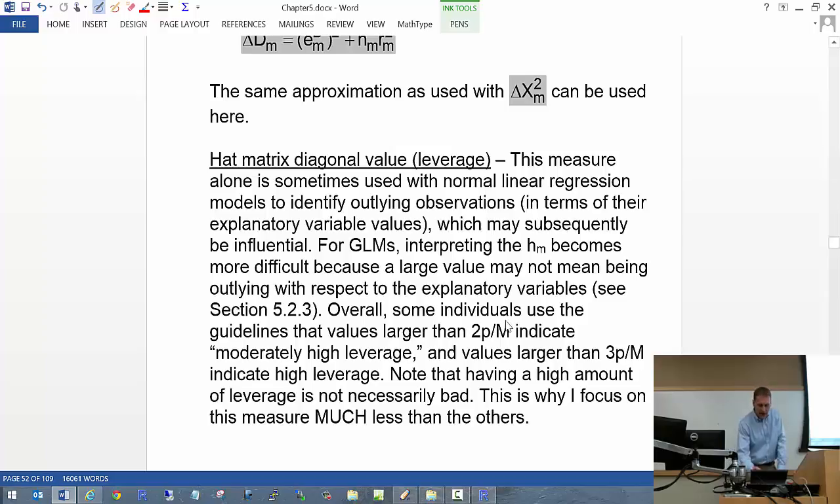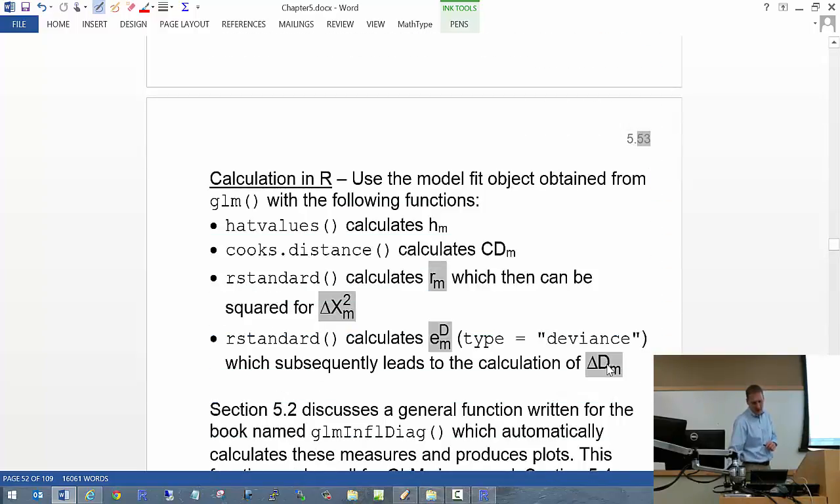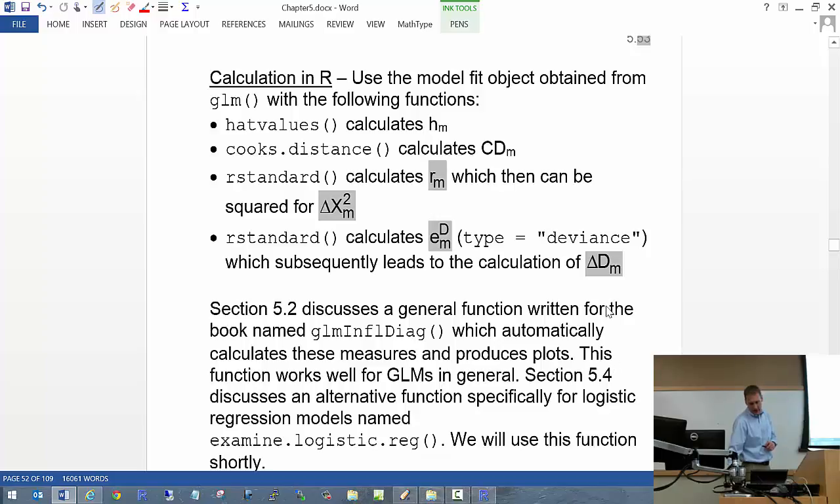There are particular guidelines that you can look at. I personally don't typically look at the hat matrix diagonal values much. My co-author likes to at least look at them, and so as a compromise, we included some discussion in our book. But you have to be very careful with them. I think sometimes they can cause more detriment by looking at them than what they're worth, especially since we have other good measures to look at.